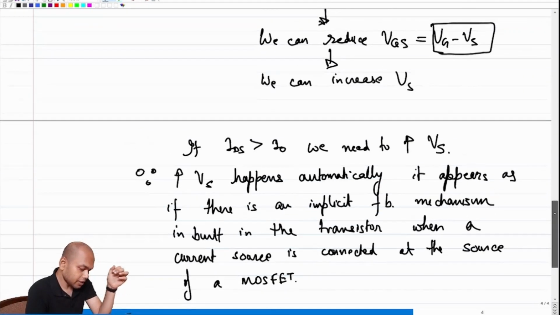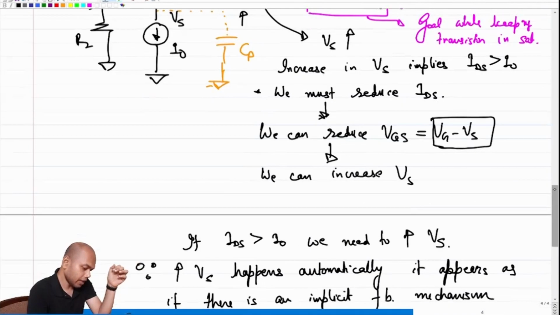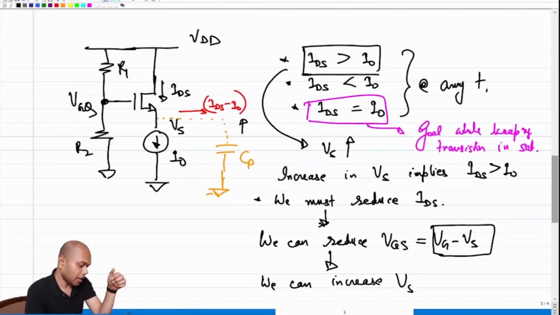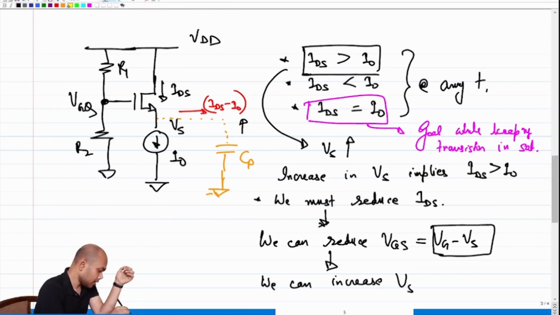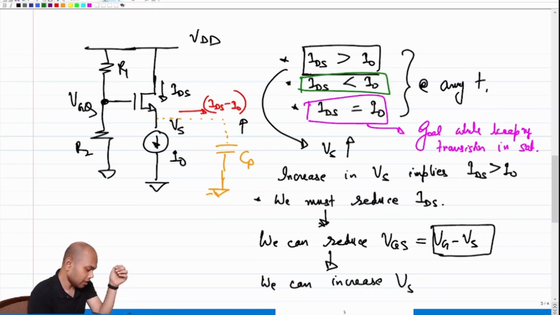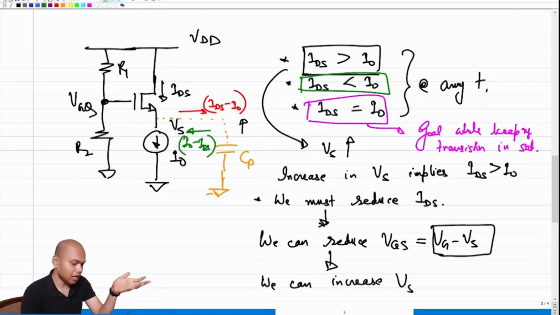So we can argue the same thing if we assume that IDS is lesser than I naught. So if IDS is lesser than I naught, if I use a different color, then clearly a current of I naught minus IDS will flow out of the parasitic capacitance, which means the voltage will decrease, right?